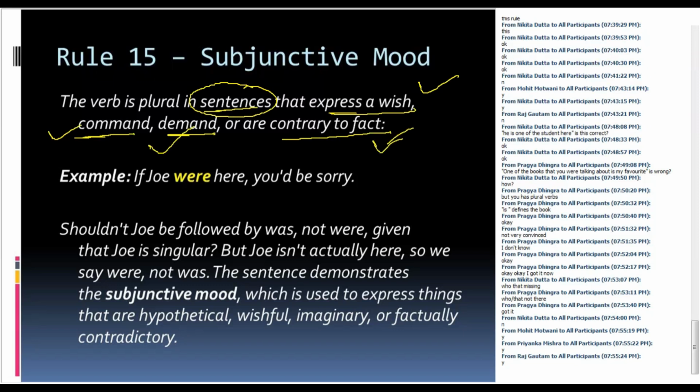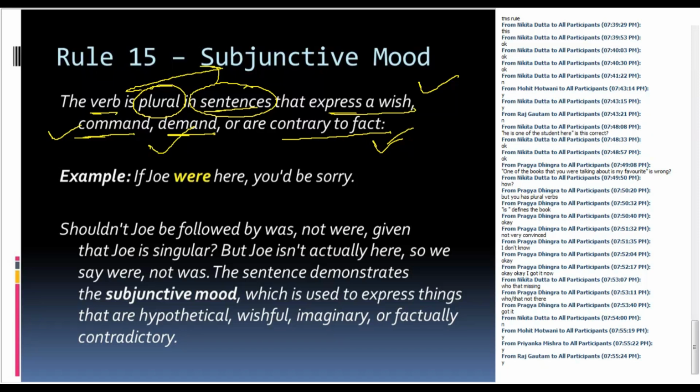Then we say that the verb is in the subjunctive mood, and when the verb is in the subjunctive mood, it is always plural. So whenever a verb is used in a subjunctive mood, it is always plural. How do you know that the verb is in the subjunctive mood? If the sentence is expressing a wish, a command, a demand, or is saying something which is contrary to fact, then it is in the subjunctive mood.